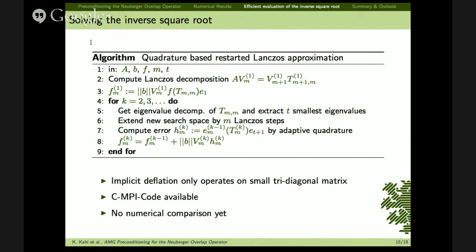And actually, you can prove that for certain functions and certain matrices, the norm of what you get as an update here is monotonically decreasing. So you can actually prove something like the monotonic convergence of CG, or the monotonic convergence of GMRES.